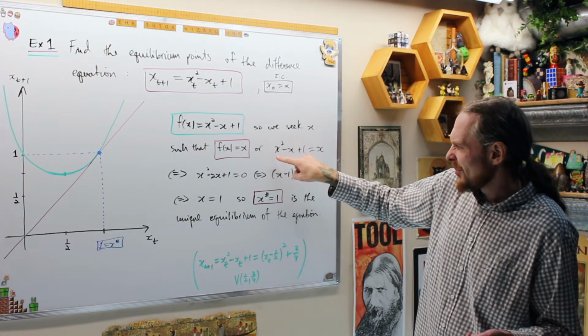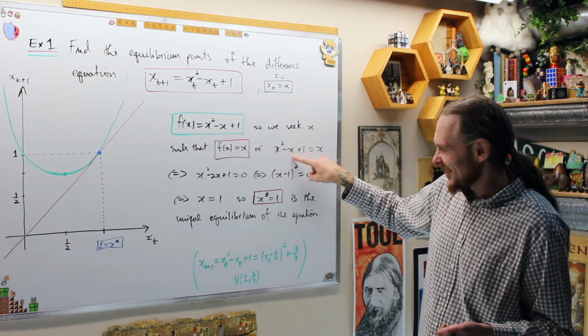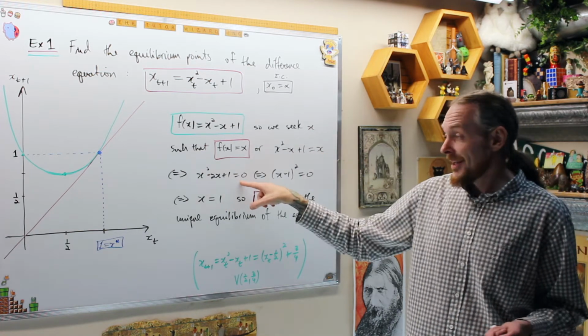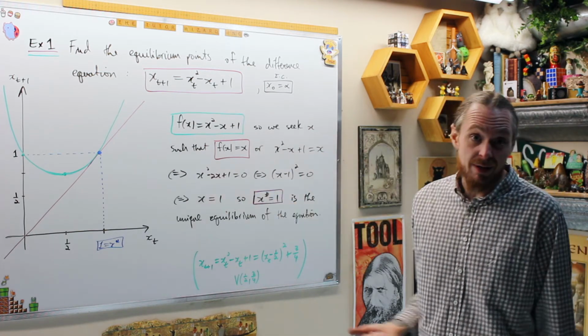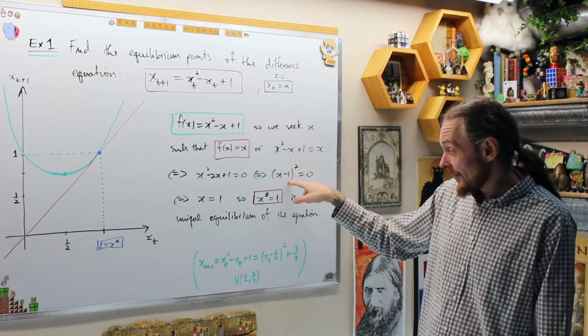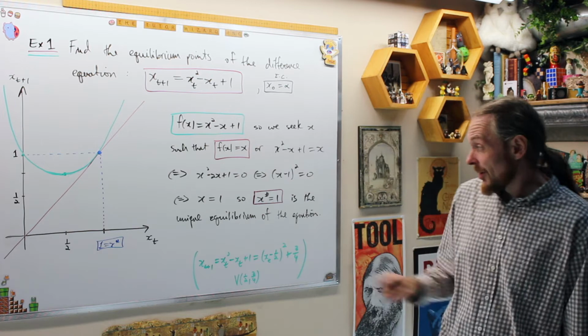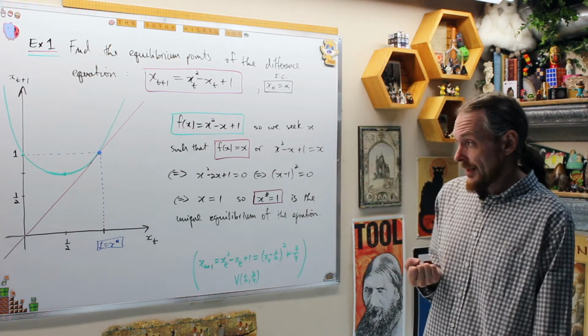Remember, there's a difference between plotting this function and setting this equation equal to 0. Doing this right here is going to give us a nice completing the square. It's going to give us x squared minus 2x plus 1 equals 0, if and only if x minus 1 squared is 0. So that gives us the unique equilibrium x star equals 1.